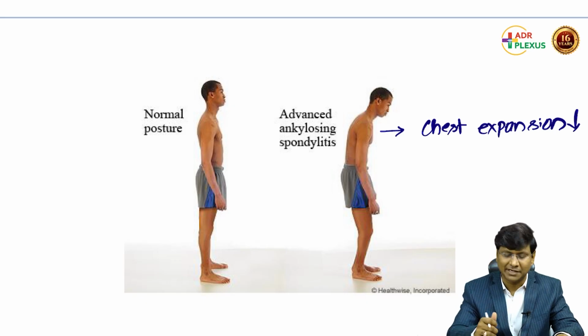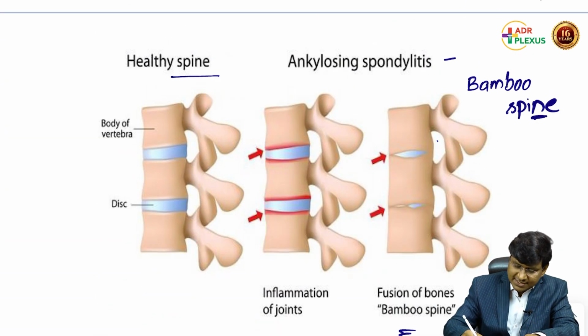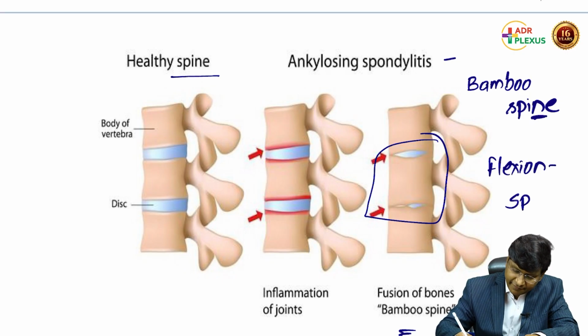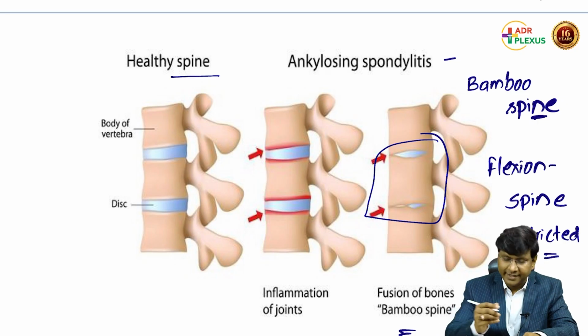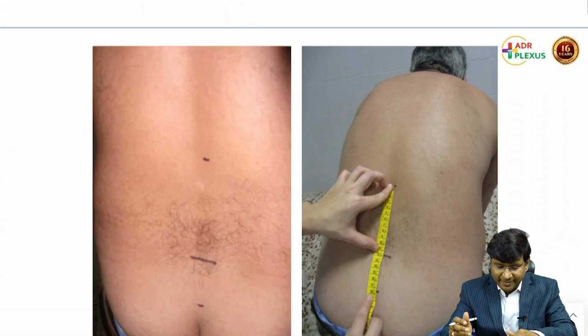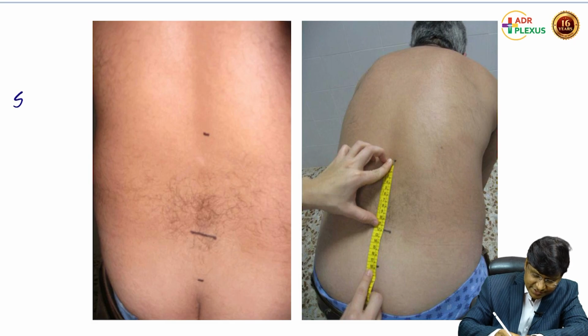In patients with ankylosing spondylitis, the vertebra are fused. Because the vertebra are fused, what will happen to the flexion movement in the spine? The flexion movement in the spine is restricted. So now how will you assess the flexion movement in the spine? That is by the Schober's test.